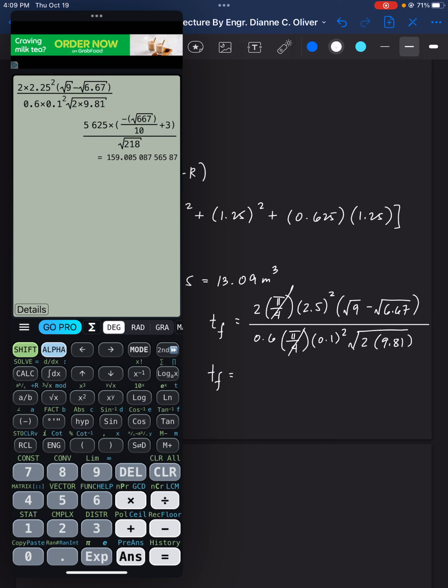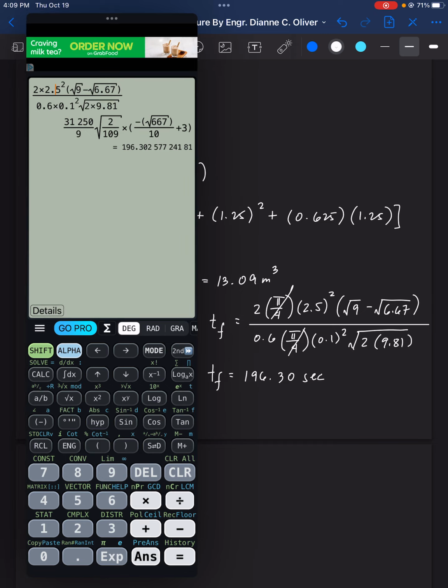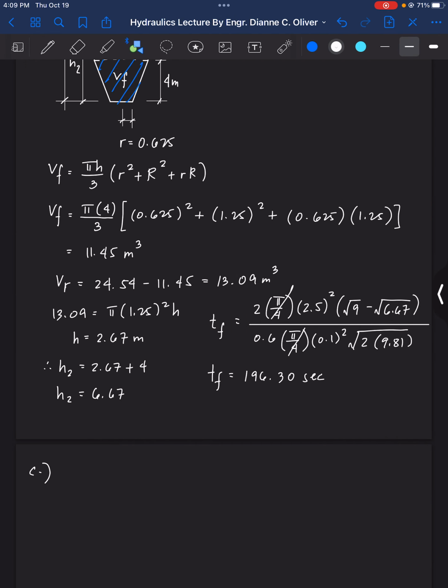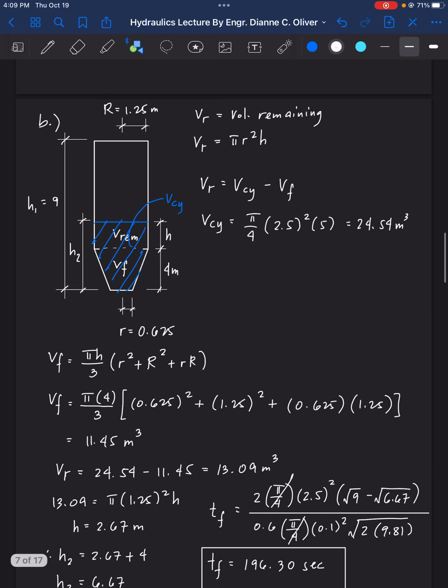So 159, 2 times of 2.1, so it's 2.5. Okay. So 196.30 seconds. So this is our answer. That's for letter B.